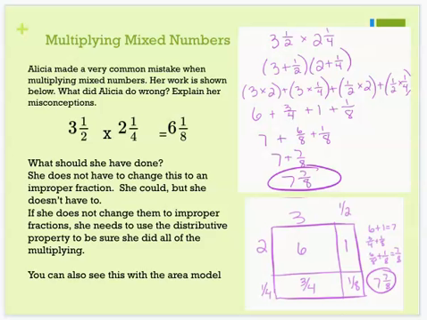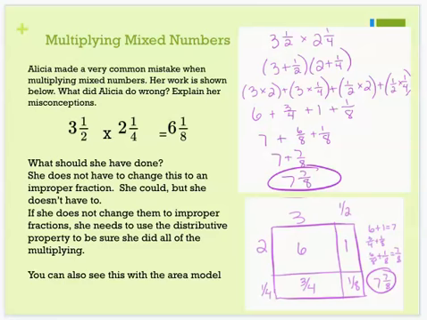And for some of you, that would be your go-to way to solve these problems because that's how you were taught an algorithm. But let's think this through and make sense of it. She could use the distributive property and make sure she did all the multiplying. So 3 1/2 can really be thought of as 3 plus 1/2. And 2 1/4 can really be thought of as 2 plus 1/4.